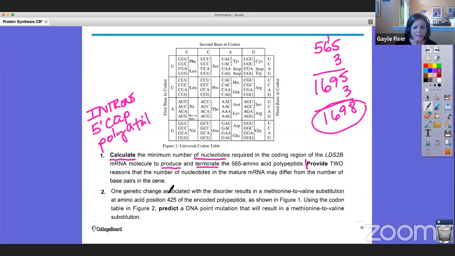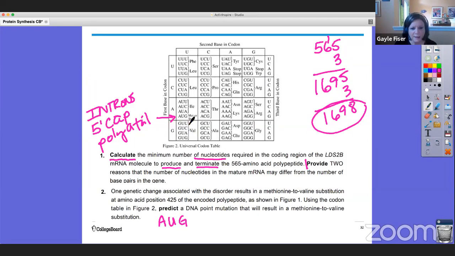All right, one genetic change associated with the disorder results in methionine to valine substitution at amino acid 425, as shown in figure 1. Using the codon table in figure 2, predict a DNA point mutation that will result in methionine to valine. So let's look at, what did it take to make a methionine? It took this, right? AUG. And we ended up with valine.